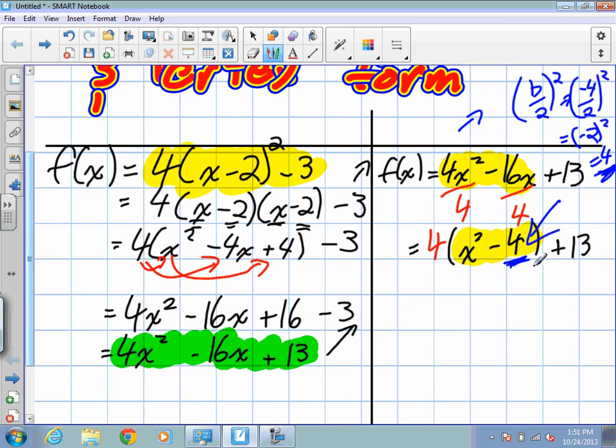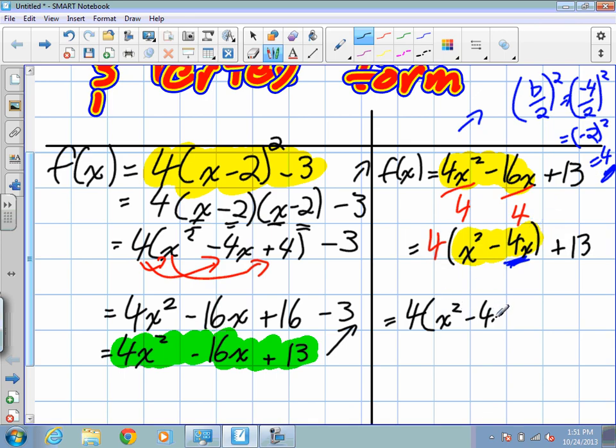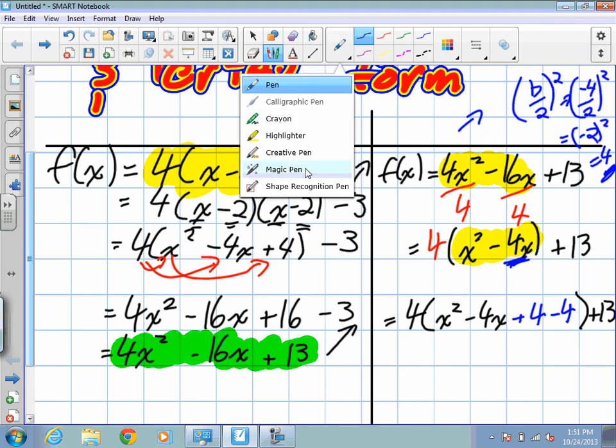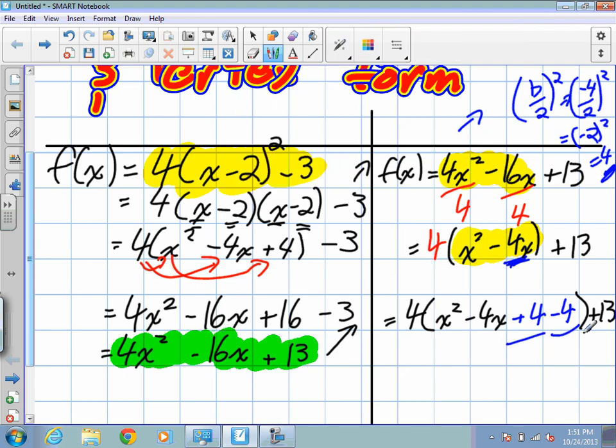So when we go to write it, it's going to read 4x squared. Okay, actually there's an x here. Minus 4x plus 4 minus 4 plus 13. And let's talk about adding and subtracting 4. What does plus 4 and minus 4 equal when I put them together? 0. So I've added a 0 to this equation.